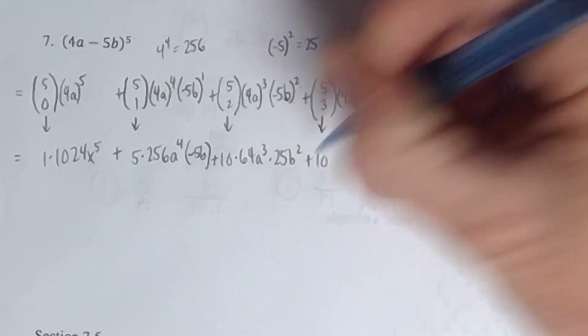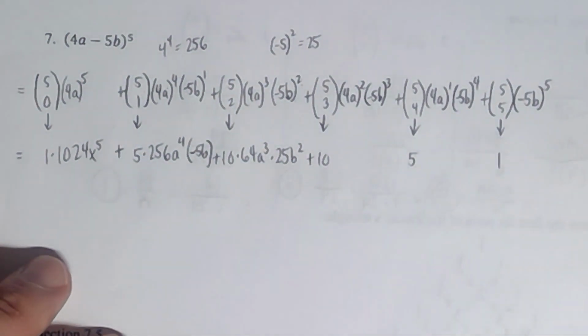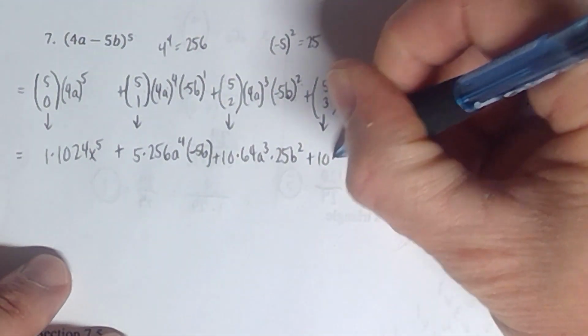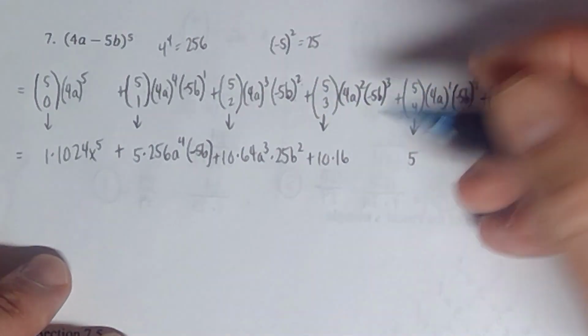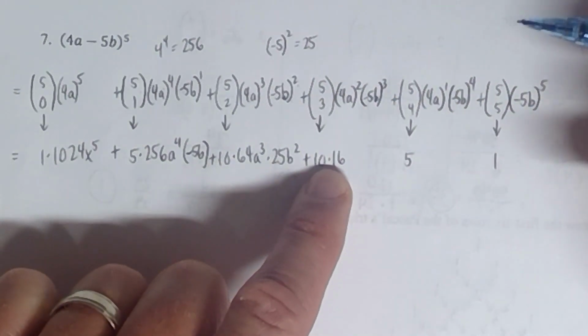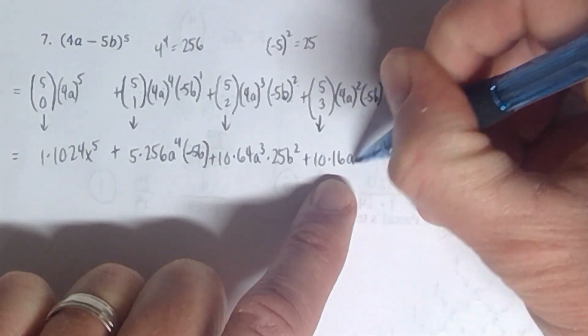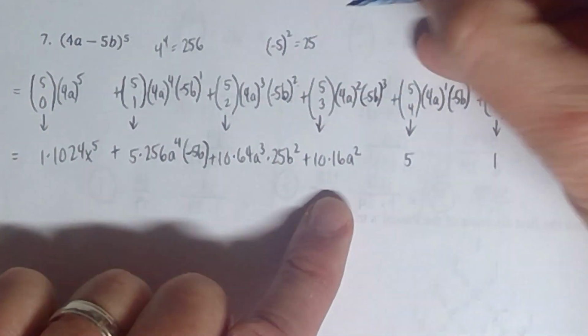Bring down the plus. Okay. Next one here, 4a squared. 4 squared is 16. Again, you remember you're multiplying all the different parts together here, so I brought down the multiplication symbol. Times 16 a squared. And then negative 5b to the third.